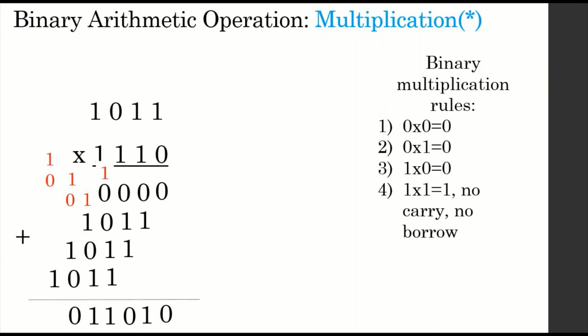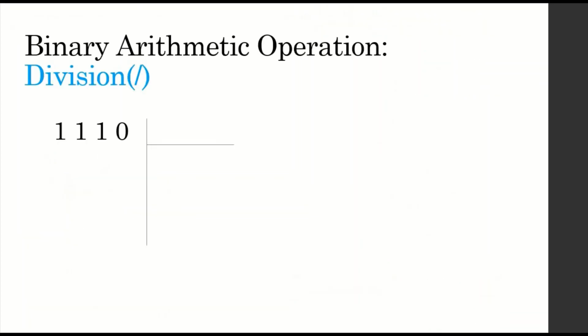So 1 plus 0, it is 1. 1 plus 1, it is 10. 0, 1, like this. So this is the product between 1011 and 1110. So the answer is displayed as you can see.